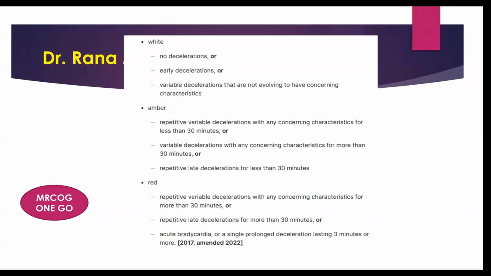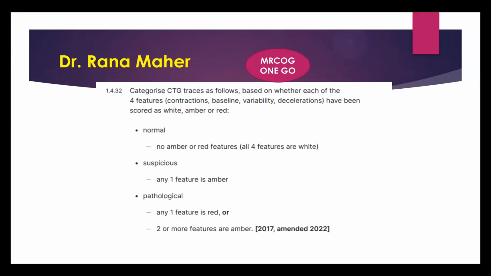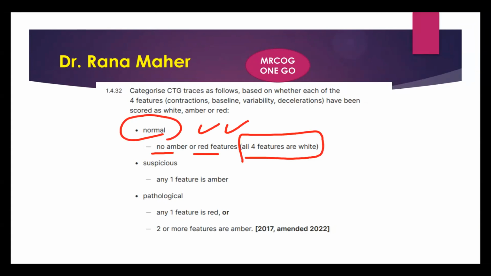Okay, thank you. Okay, so now we will start to categorize the CTG. If we have all white, no amber, no red, all 4 features white, so we have normal CTG. What we will do, we will continue on the CTG if it's continuous CTG because of any risk factor, or if we have any concerns in the intermittent auscultation, and then we transfer the patient to CTG, and it's normal, so we will put her back on the intermittent auscultation again.